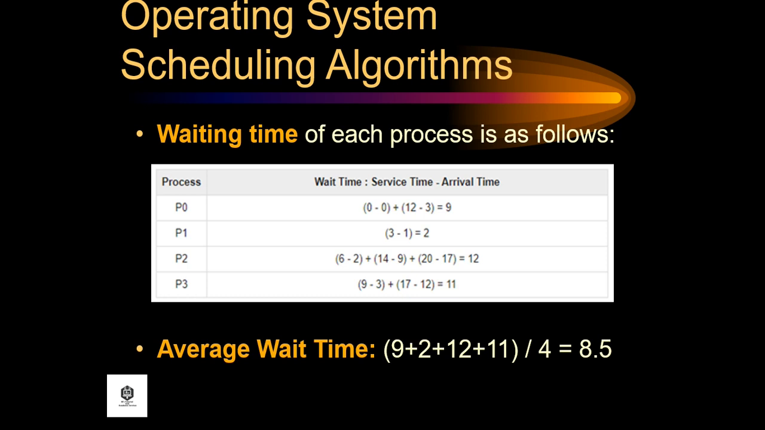The waiting time of each process is as follows. For P0, the wait time is 9. For P1, the wait time is 2. P2, the wait time is 12. And P3, the wait time is 11. So the average wait time is 9 plus 2 plus 12 plus 11 divided by 4, which is equal to 8.5.